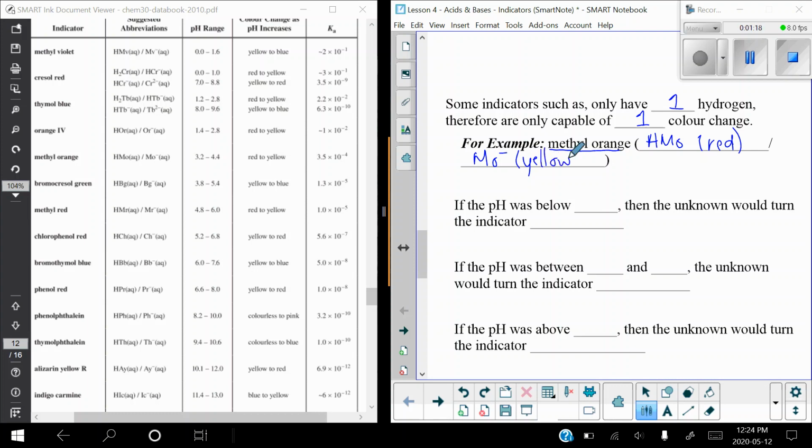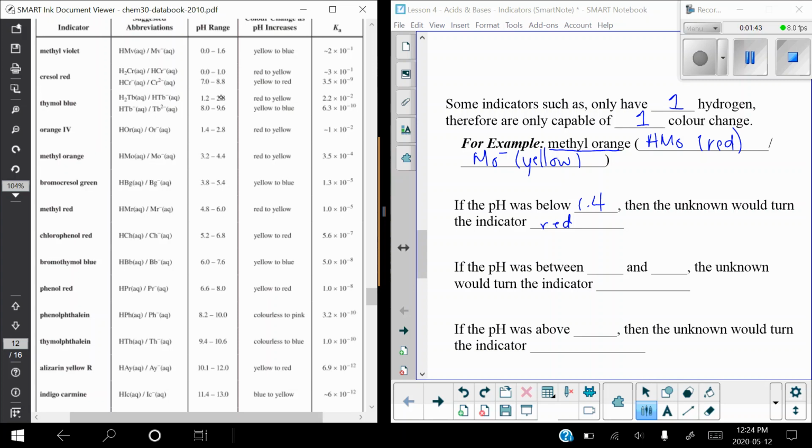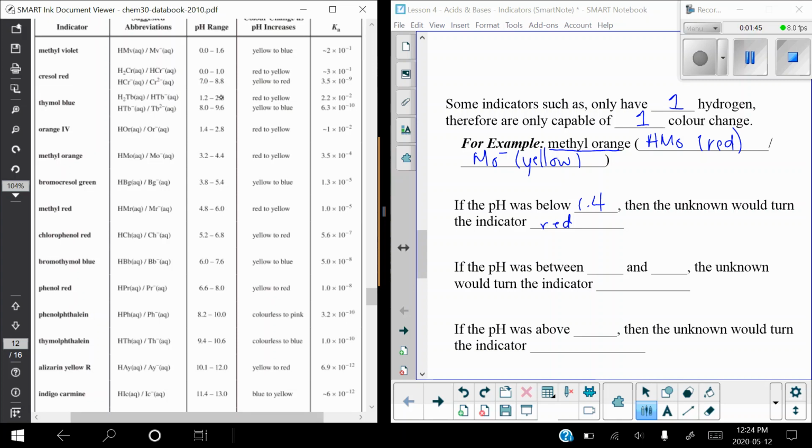Okay? So here's how we're going to use it to narrow it down. If the pH was below 1.4, then the unknown would turn the indicator red. Okay, so if it's below 1.4, it would turn the indicator red. And I'm looking at these numbers in the pH range column. Sorry, I can't write on the data booklet, but I'm leaving it there so you guys can see where I'm grabbing the information from.